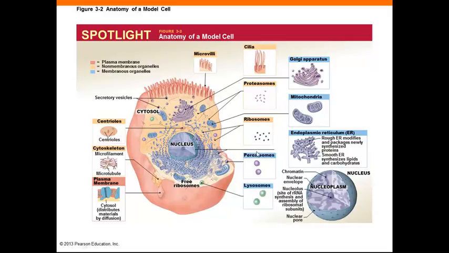So the idea is, here we go, peroxisomes, lysosomes. Here's our Golgi.